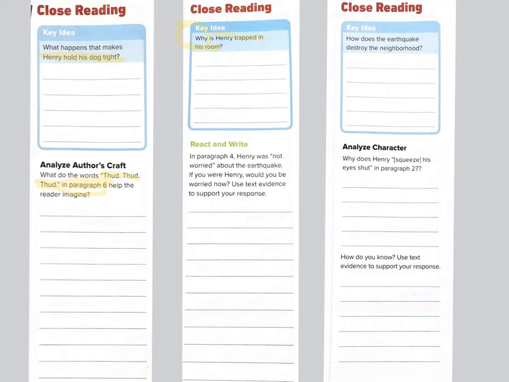The next one is paragraph 4. Henry was not worried about the earthquake. If you were Henry, would you be worried now? Use the text evidence to support your response. So I want to think about the idea that Henry was not worried. And then the question is asking, would you be worried?